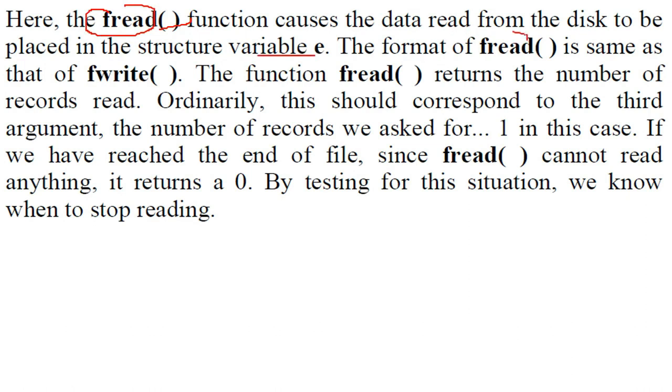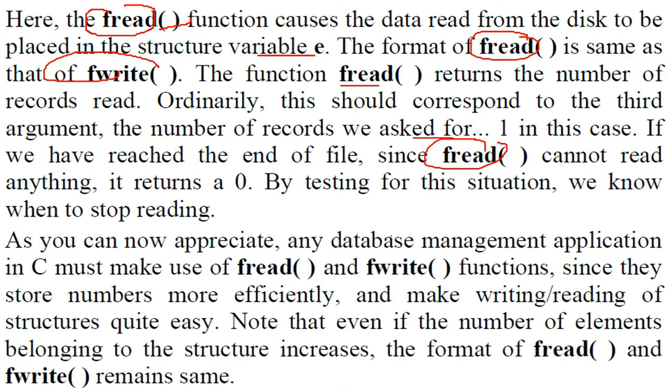This fread is quite similar to fwrite. This function fread returns the number of records which have been read. This should correspond to the third argument, the number of records that we said was 1. So if we have reached the end of the file, fread cannot read anything, so it returns 0. So we can just test this situation and stop the reading.